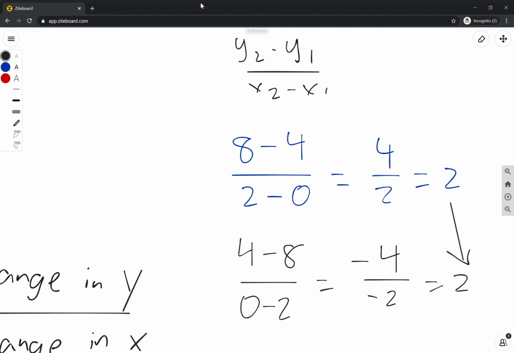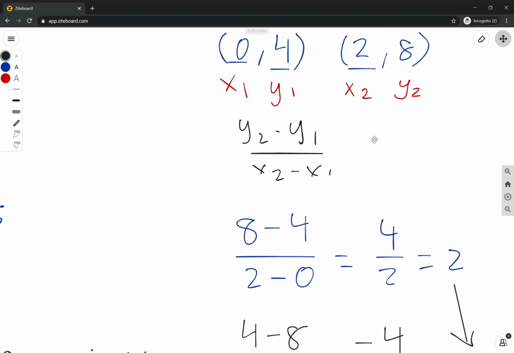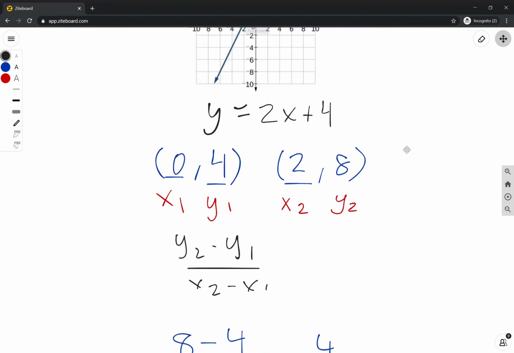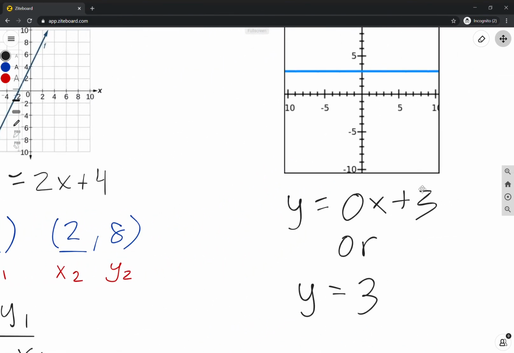So the point is, regardless of what you choose as x1, x2, y1, and y2, as long as you're consistent, like as long as the x2 and y2 belong to the same point and x1, y1 belong to the same point, you're going to get the same correct answer. What you don't want to do is say x1 is, say, 0 and y1 is 8, because they don't belong to the same point. It's not (0, 8). It's (0, 4) and (2, 8). Hope that makes sense. Now let's move on to the second example.